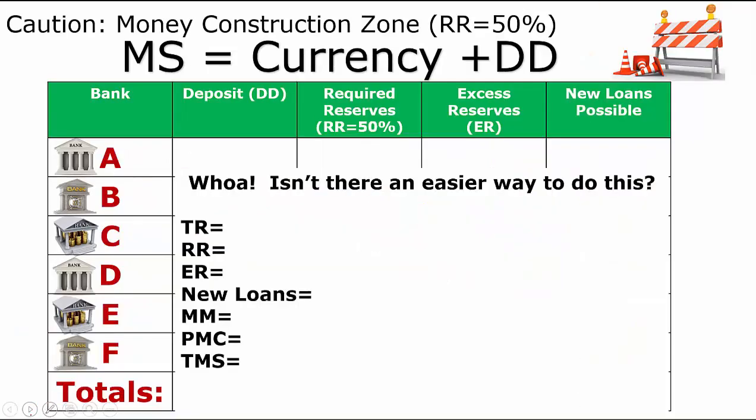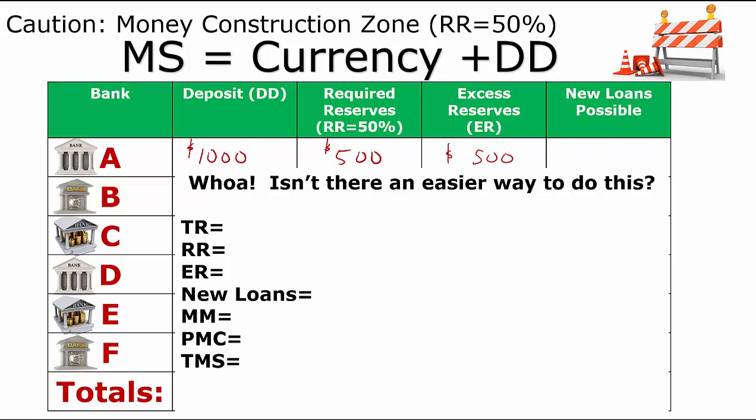So here's one, just practicing the math real quick. We have another deposit. This time it's a deposit of $1,000 still, but in this case, the reserve requirement is 50%. So that means $500 goes to required reserves.